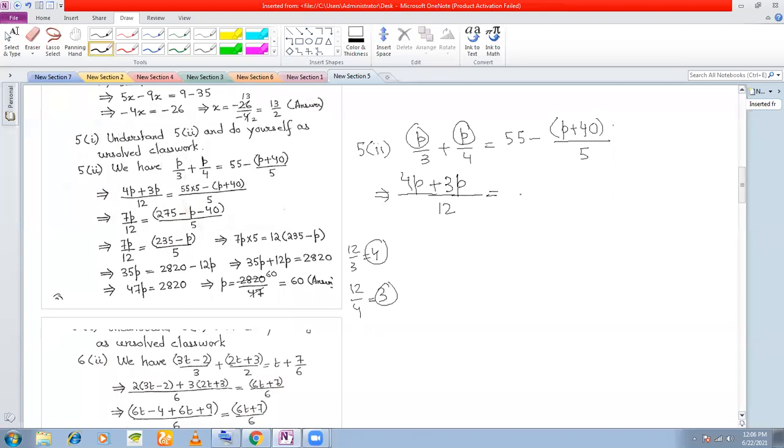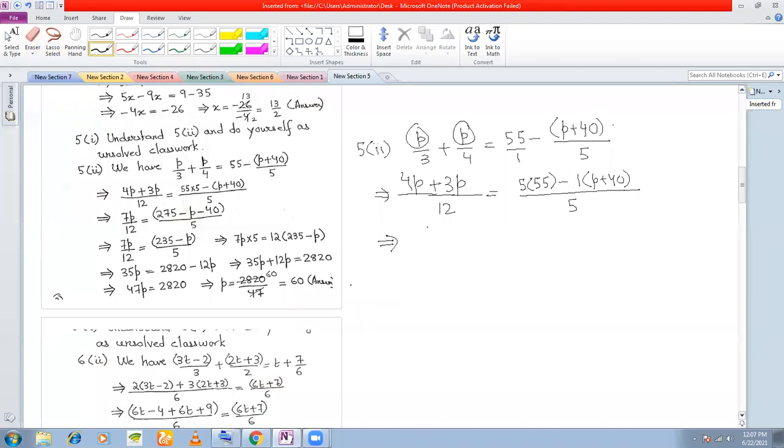Is equal to, now again you take the LCM here. 5 is the LCM. Here you have a 1 clearly. So 5 divided by 1 will give you a 5. So this will become 5 into 55. Minus, again 5 divided by 5 is 1. This will be 1 into (p + 40). See, I am maintaining the brackets. Now we simplify both sides. After simplification, we'll cross multiply and the fraction will be removed.